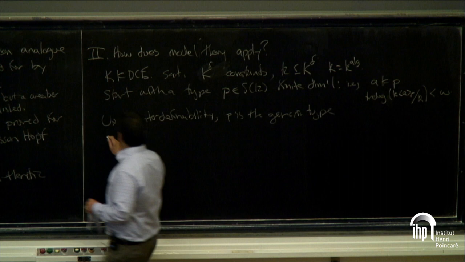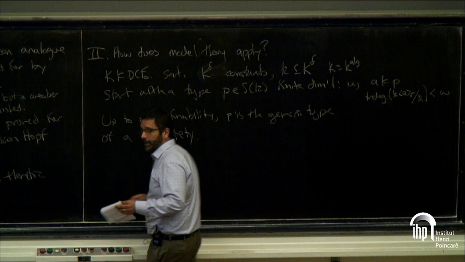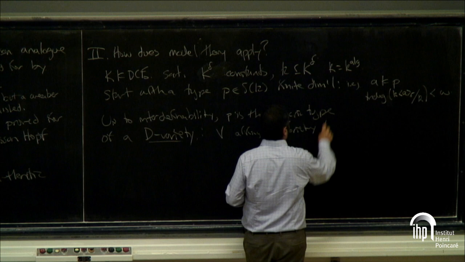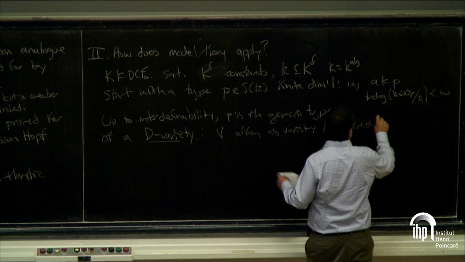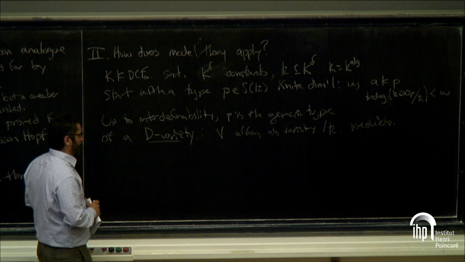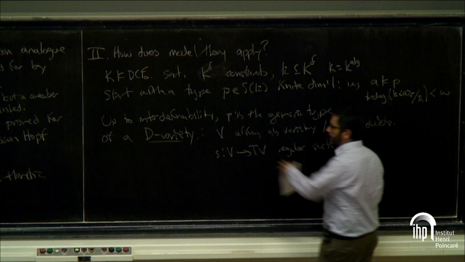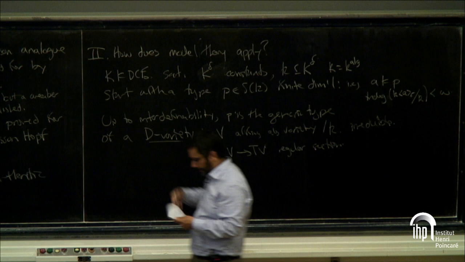of a D-variety. So this is exactly the D-varieties that Remy was talking about yesterday. Just to recall, I have an affine algebraic variety over k, say irreducible. So no smoothness assumptions. Remy sometimes assumed smoothness. Just some affine irreducible algebraic variety. And you have an algebraic vector field on V, which I'll think of as a regular section to the tangent bundle. There's a polynomial map to the tangent bundle. To every point of V, it associates a tangent vector to that point, but in a polynomial, in an algebraic way.